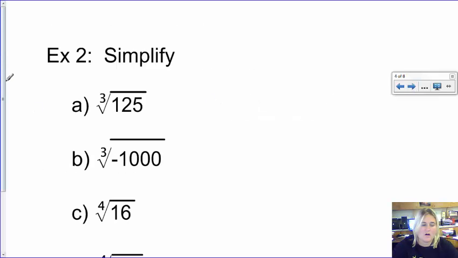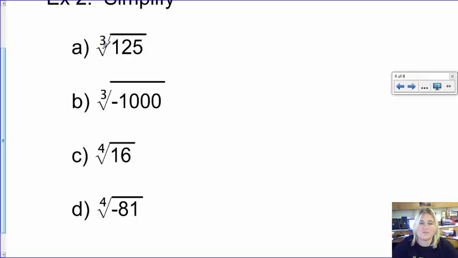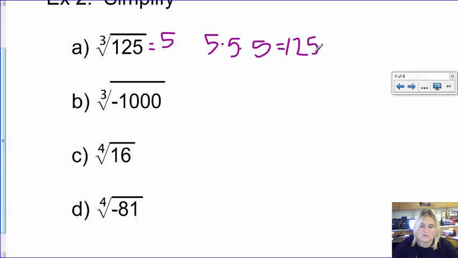So for example, on example 2, we have an index of 3 here. So what they're wanting is the cube root of 125, or the third root of 125. And what this means is what times itself 3 times is going to give me 125. Well, the answer to that is 5, because 5 times 5 times 5 will give me 125. So that shows me that 5 times itself 3 times is 125. So the cube root of 125 is 5.